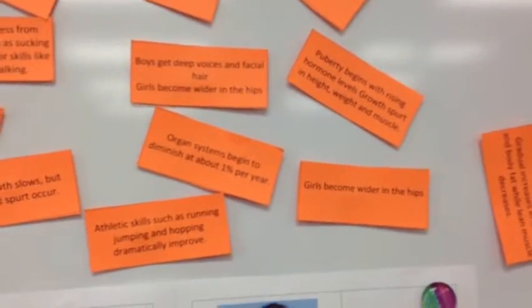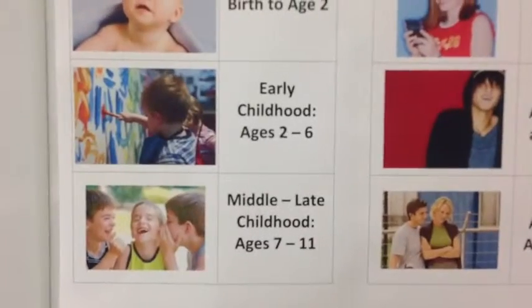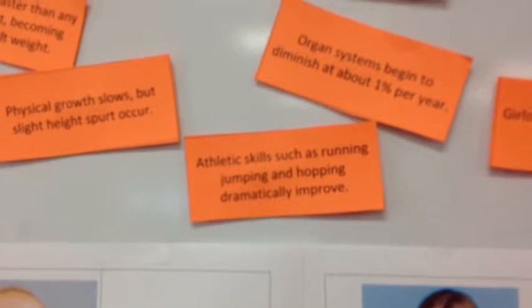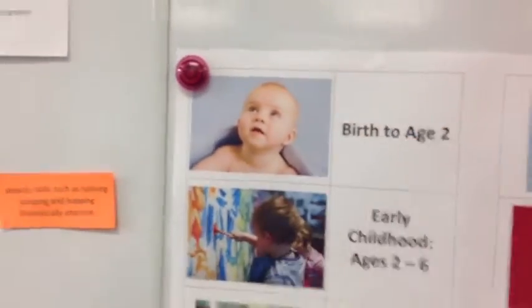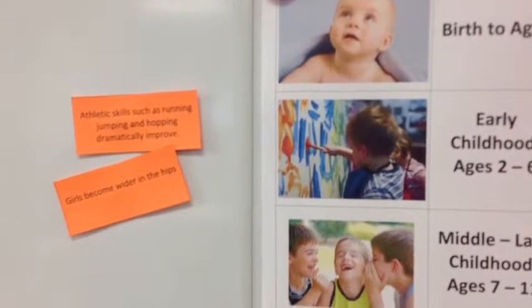You are going to read these slips, and you are going to try to decide what stage of life that event is happening in. So if I look here, if I say, let's see, Olympic or athletic skills such as running, jumping, and hopping dramatically improve. So if I think that happens during early childhood, I'm going to stick that across from early childhood. Each one of our phases will have two developments that happen during that time.